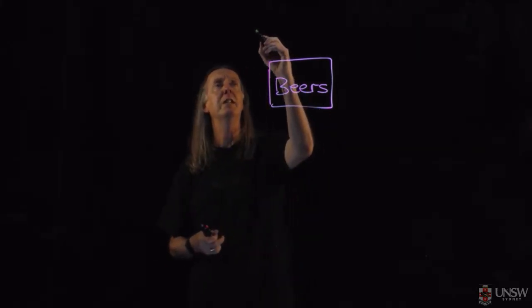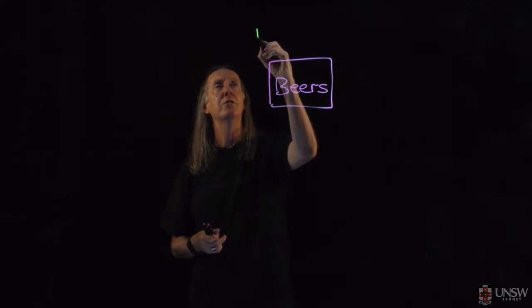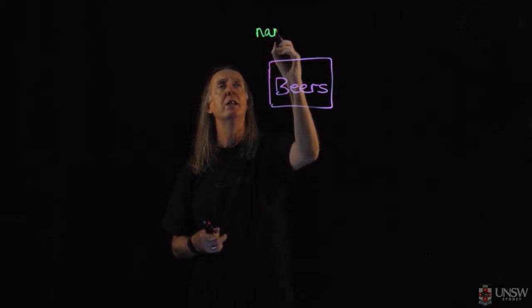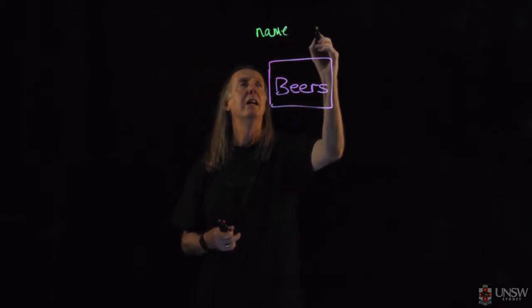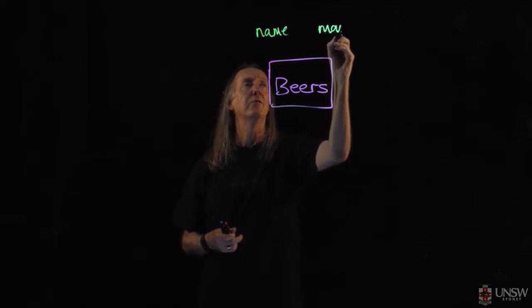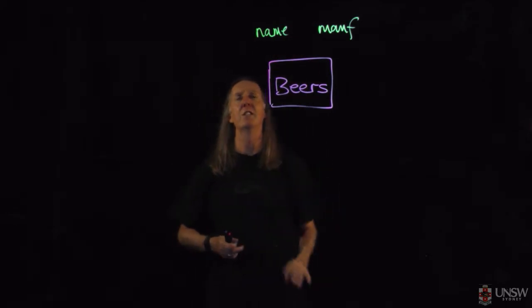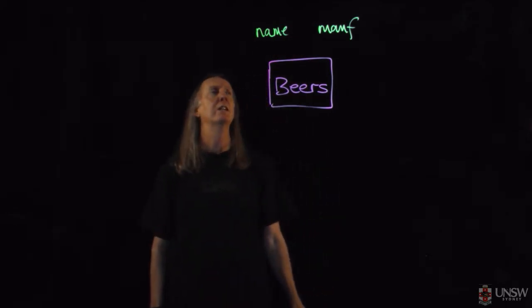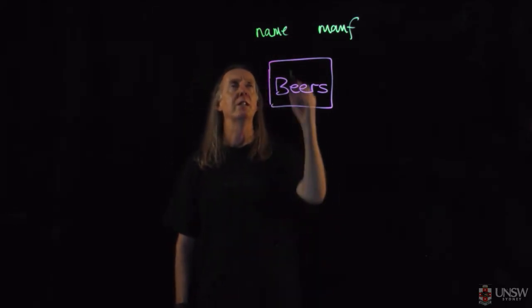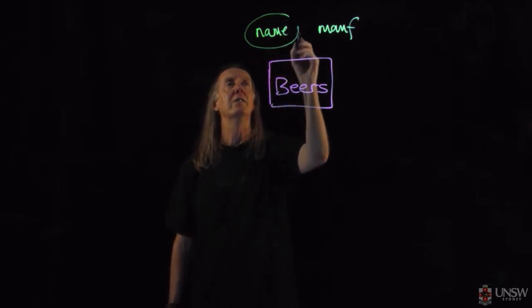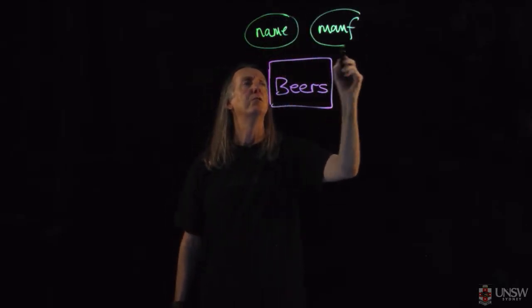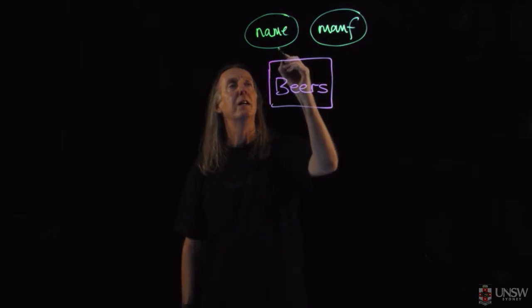In the case of beer, the two attributes of interest are the name of the beer and the brewer, or the manufacturer. And I'll represent that by MANF. I'm using these names to be consistent with the schema that I use subsequently. Okay, so that gives us two attributes for the beer's entity.